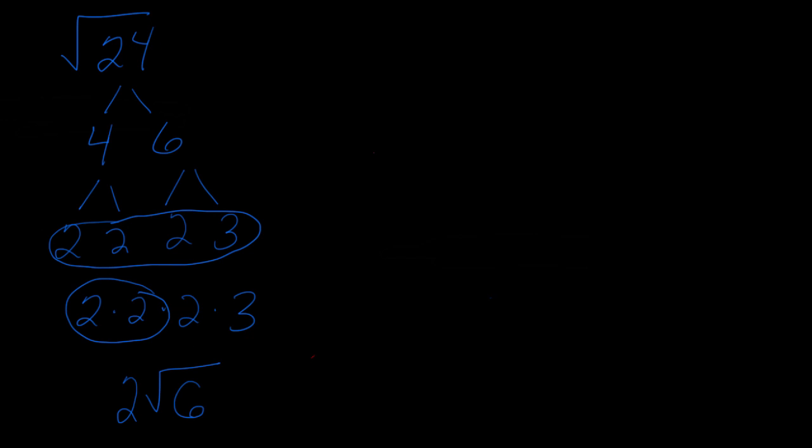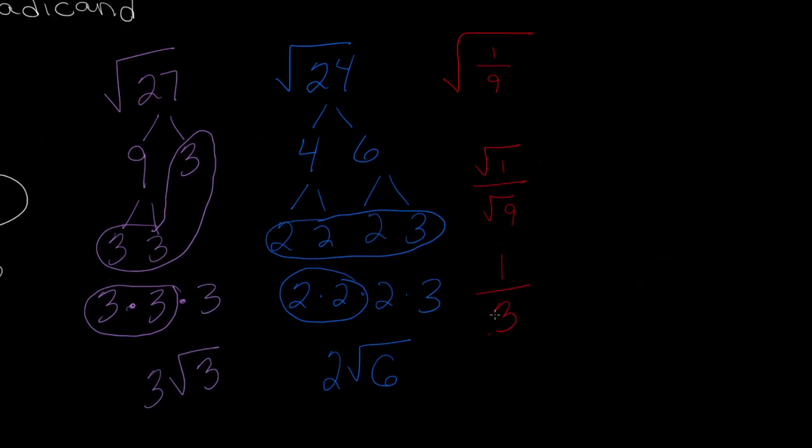Now sometimes when you solve these problems, you're going to get fractions, such as if I was to give you the square root of 1 over 9. You're simply going to separate this problem: the square root of 1 divided by the square root of 9. The square root of 1 is simply 1. The square root of 9 is simply 3. So it's still a pretty simple process.